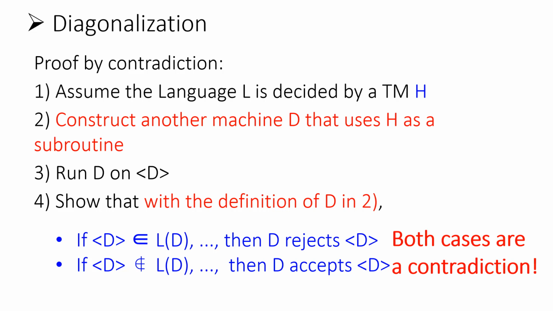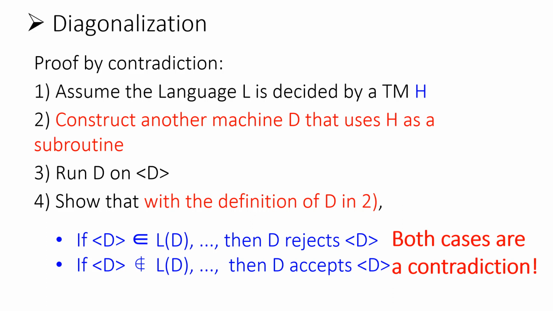In step 4, we show that with the definition of D in step 2, we get a contradiction in both possible cases. They are, if the encoding of D is in L_D, with some intermediate reasoning, we find out that D actually rejects <D>, which is the opposite of what it should do. And in the same way, if the encoding of D is not in L_D, with some intermediate reasoning, we find out that D actually accepts the encoding of D, which is still the opposite of what it should do.